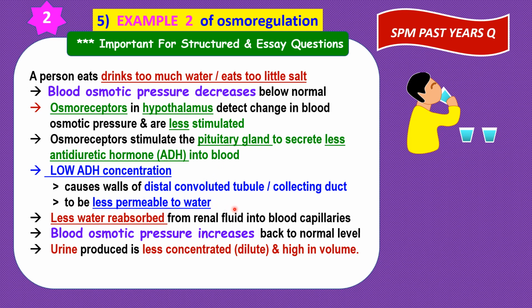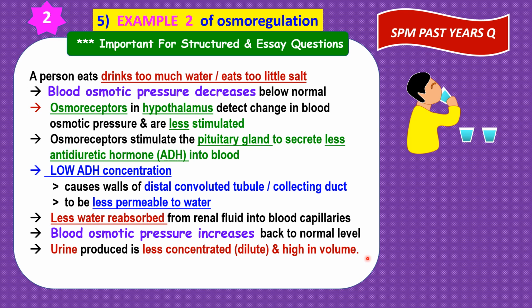So the low ADH concentration causes the walls of the distal convoluted tubule and collecting duct to be less permeable to water. So remember to write the word less, most of the time here. So less water is reabsorbed from the renal tubule into the blood capillaries because of the low ADH concentration. So the blood osmotic pressure will increase back to normal value because when less water is absorbed into the blood, it will have less water inside it, so its water potential will decrease, but the blood osmotic pressure increases. It's inversely proportional, right? These two factors, water concentration or water potential, and blood osmotic pressure are inversely proportional to each other. So when the blood has less water in it, its blood osmotic pressure increases.